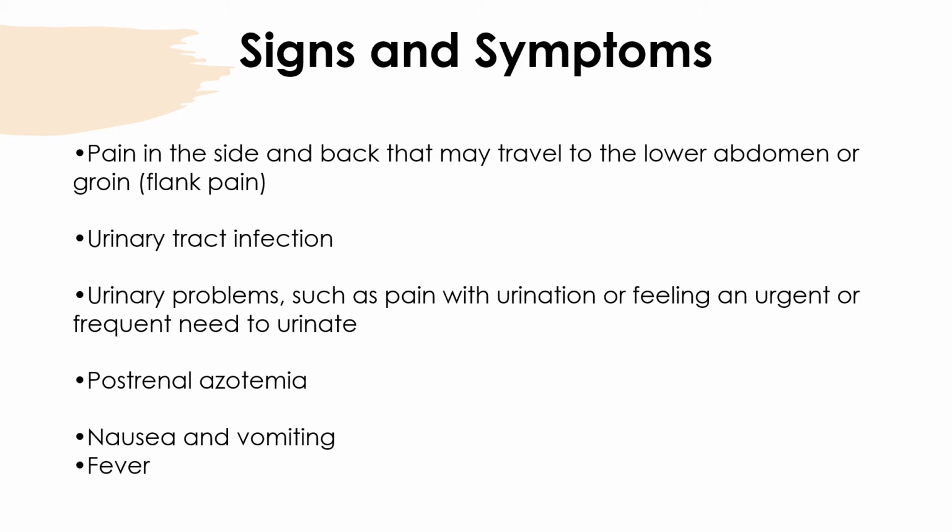They're trying to go, but they can't. Maybe pain with urination, feeling of urgency or frequency and need to urinate. Post-renal azotemia. They could develop nausea, vomiting, fever, especially because of the inflammation. So this post-renal azotemia is actually the obstruction of urine flow causes the kidney to increase reabsorption of urea, which increases nitrogen-containing compounds in the blood.